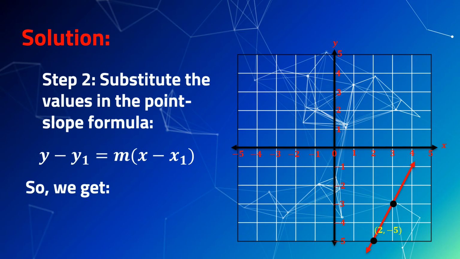So the values of the point, x sub 1, y sub 1, and the slope should be substituted into the formula. So we have y minus negative 5 is equal to 2 times the quantity of x minus 2. Take note that this is negative 5 because the value of y sub 1 is negative 5. So you're not going to write y minus 5 only, because the sign here is subtraction, and this is the coordinate y sub 1.